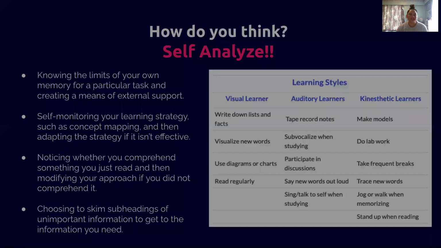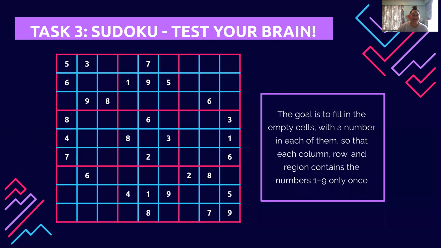And so our third task is a Sudoku. And hopefully you're familiar with this. It is basically a task where you need to fill all the empty cells with a number so that all the columns and the rows in each region contain the numbers 1 to 9 only once. So feel free to pause the video now so you can complete that task.